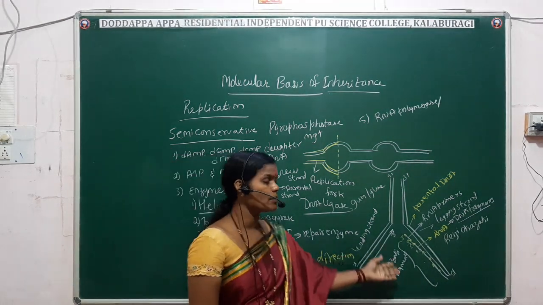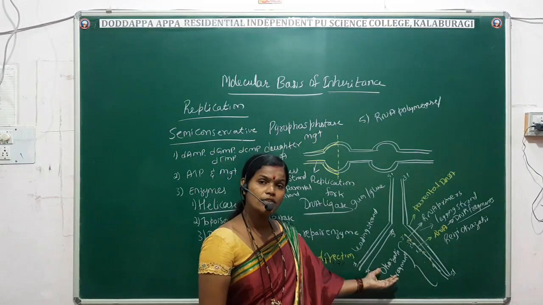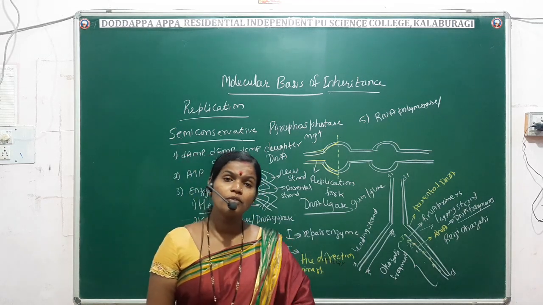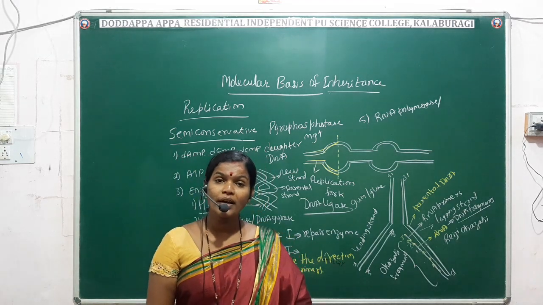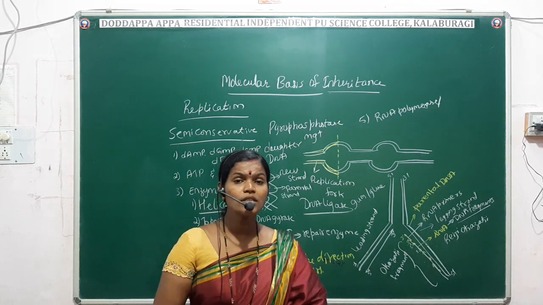After this, it has to separate from the parental DNA. Okay, so new daughter DNA is formed here. Pyrophosphatase and the magnesium ion are helping in the formation of nitrogen bases. But it has to separate from the parental DNA. How is it separated?